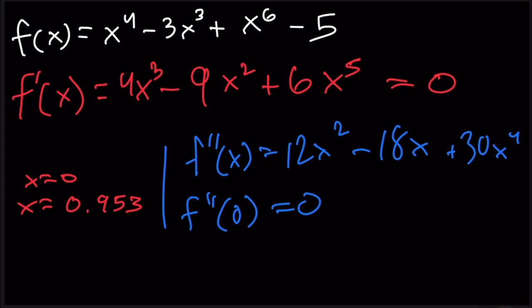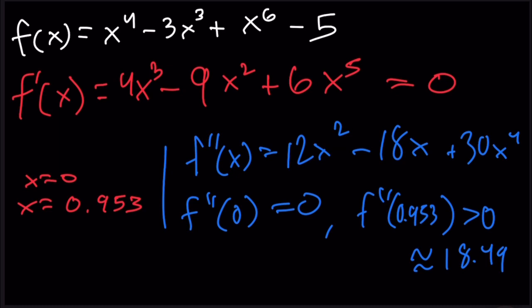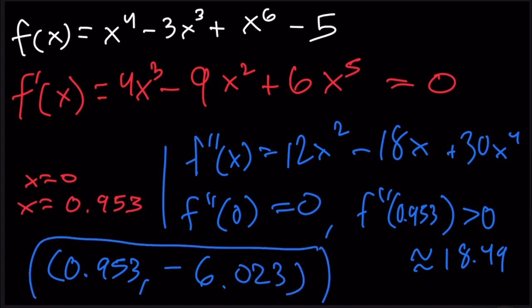So it's neither a max nor a min because the concavity is neither up nor down. And f double prime of 0.953 is going to be greater than 0. It's about 18.49. So that's greater than 0, so it's concave up, and that is going to be a local min. So we can say our local min is 0.953, comma f of 0.953, which is negative 6.023. And this is our local minimum.